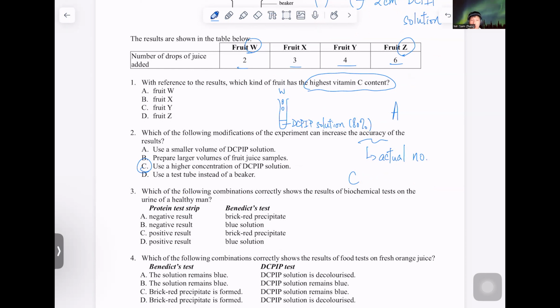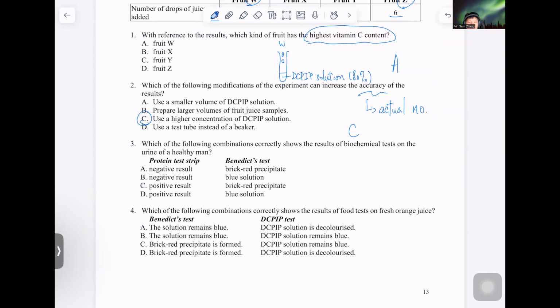Why? Because we don't know how many drops of juice that we added will cause the DCPIP solution to decolorize, because some proportion would be water. Then in this case, this water will lower the concentration. This causes the rate of turning colorless to in fact be slower. Then in this case, it would affect our interpretation of decolorization. Therefore, it would be better for us to have a higher concentration of DCPIP solution.